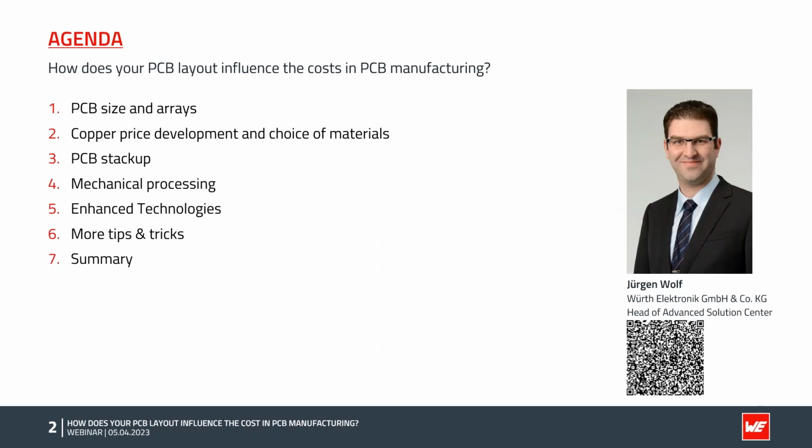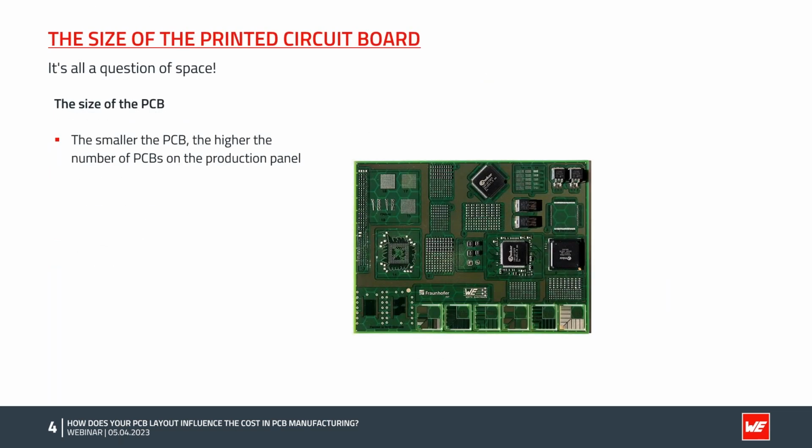We will have different topics like PCB size and assembly arrays. We will have a look at the copper price development and the choice of materials, as well as what we do with the materials within the PCB stackup. Then we will go on to the mechanical processing of the PCB and what your influence is on the cost for mechanical processing, move on to enhanced technologies, and in the end, I have some more tips and tricks for you on how you can avoid cost in your PCB. So let's directly dive in.